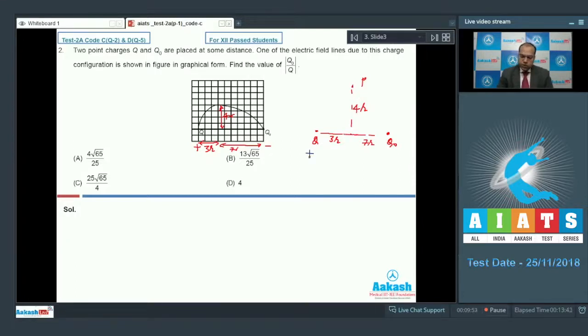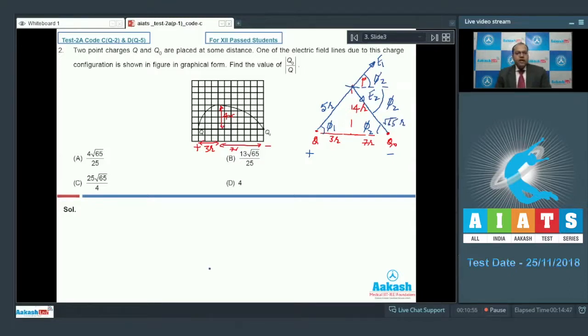So we have chosen charge Q as positive and Q0 as negative. Then the electric field at point P due to charge Q is in this direction. Let it be E1. And the electric field at point P due to charge Q0 is in this direction. Let it be E2. Suppose this angle is phi 1, then this angle is also phi 1, and let this angle be phi 2, then we can say that this angle is also phi 2. So if I apply the geometry, if this is 3r, this is 4r, this would be 5r, and this separation would be root 65 into r.